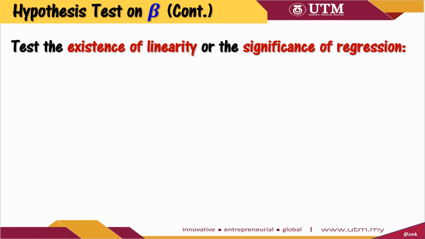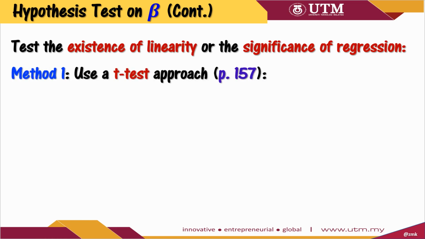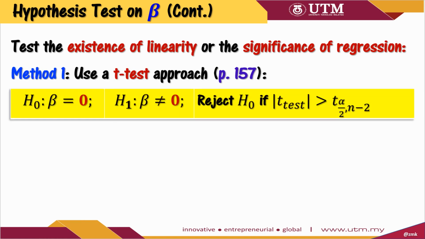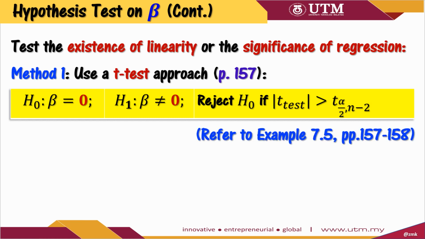For this particular test, as mentioned earlier, we have two possible approaches, either to use a t-test approach or to use an F-test approach. For the first approach, which is explained in page 157, under the null hypothesis H0, beta is equal to 0, whereas under H1, beta is different from 0. The rejection rule is then to reject H0 if the modulus of t-test is greater than t alpha over 2 and degrees of freedom n minus 2. You may refer to example 7.5 for this statistical test.